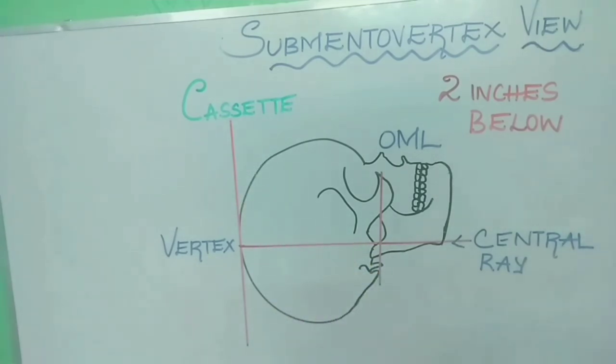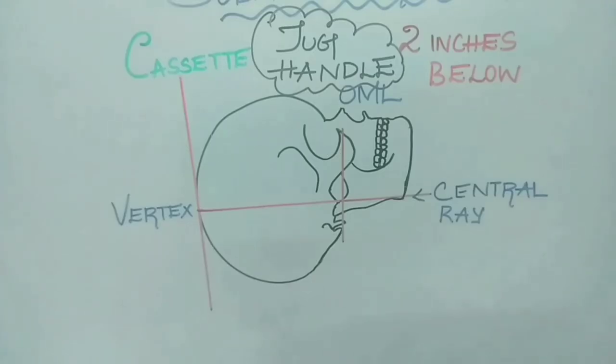Based upon the direction of central ray, this axial projection is known as submental vertex view, because we are directing the central ray below the symphysis menti region towards the vertex. That's why it is known as submental vertex projection. Modification of submental vertex view is jug handle view. So here we are reducing the exposure time to demonstrate zygomatic arches more clearly. So this is all about submental vertex view.